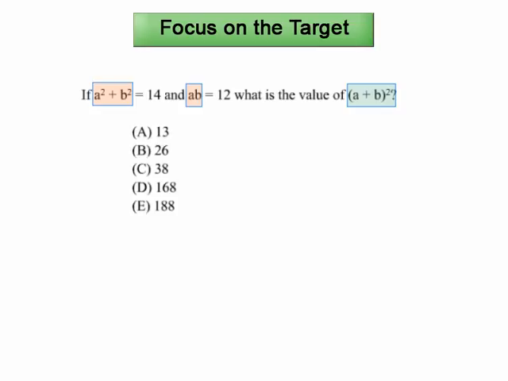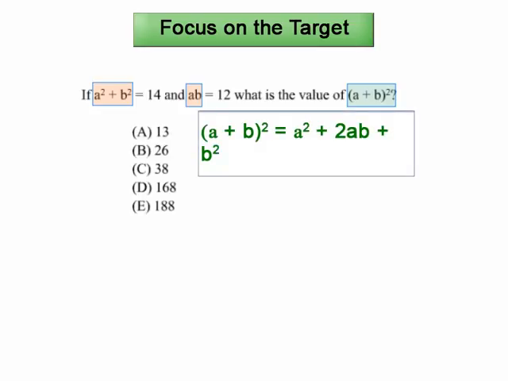So we do what we can do. All we can do with this problem, the only operation we can perform with what we're given here, is to FOIL a plus b squared. When we do that, we get a plus b squared equals a squared plus 2ab plus b squared.